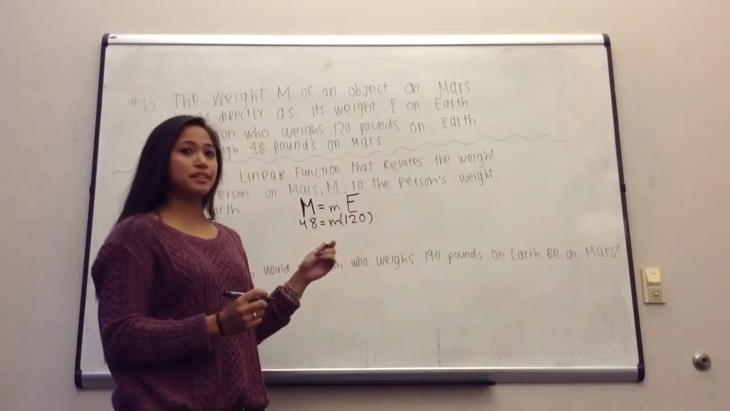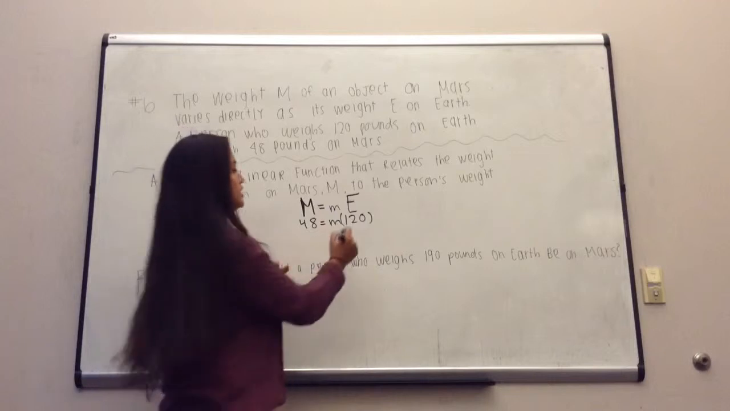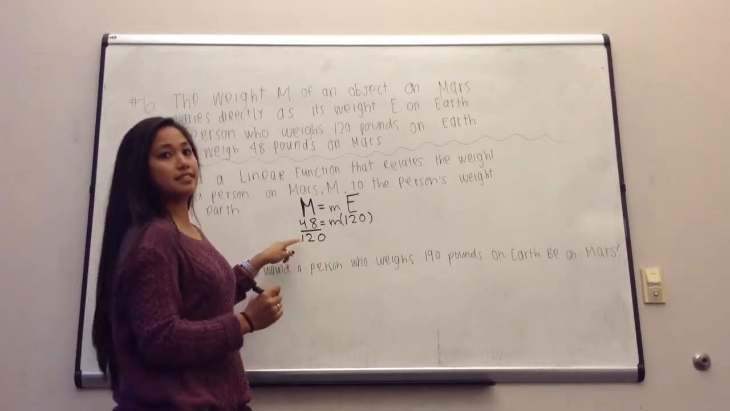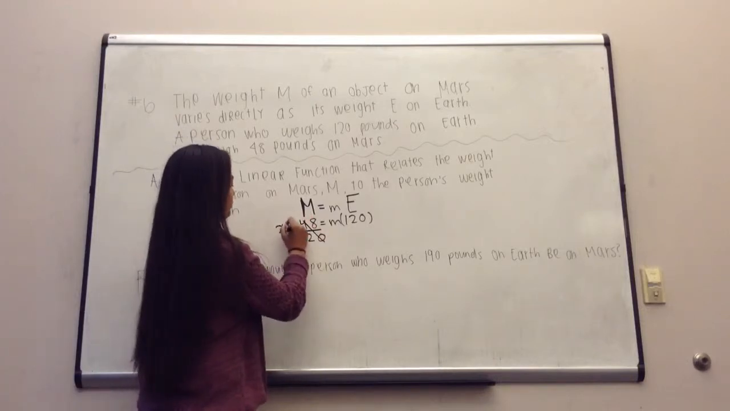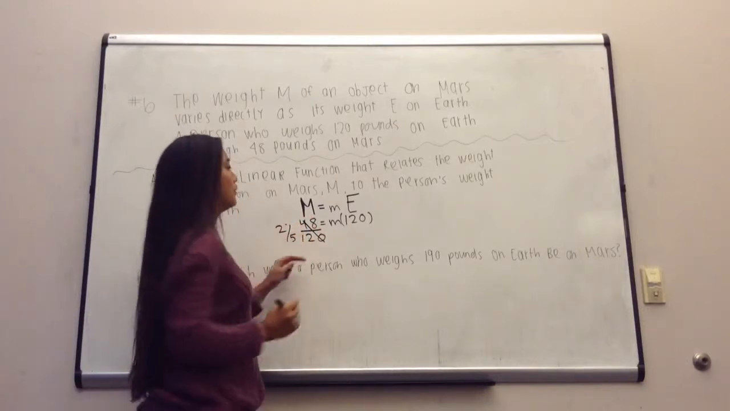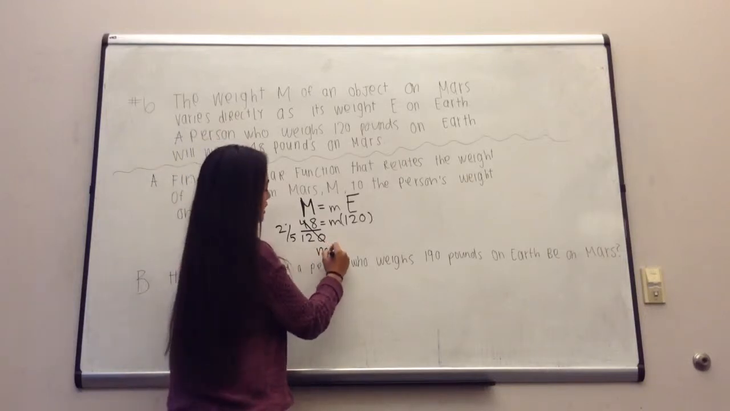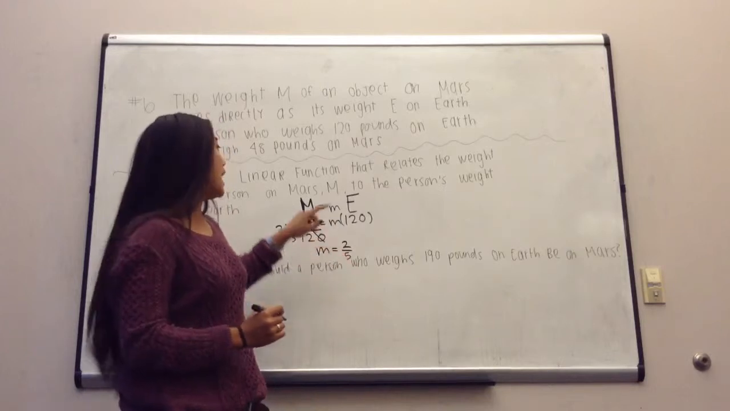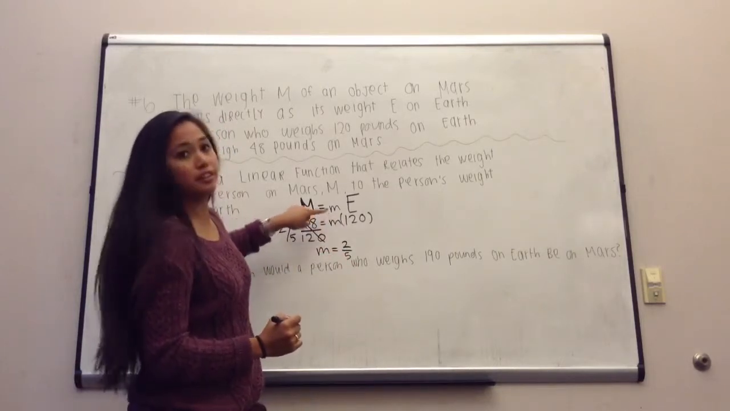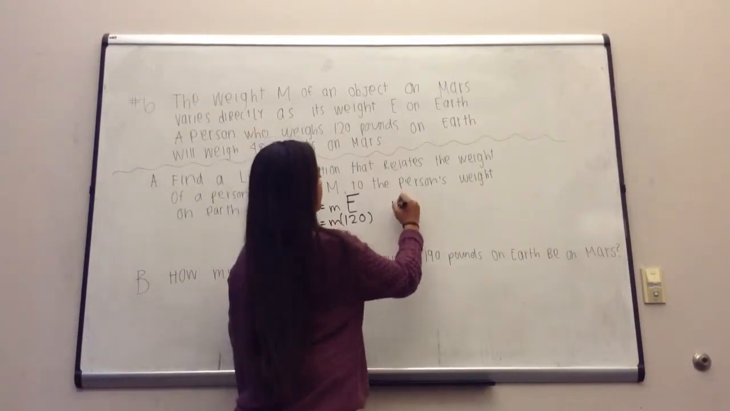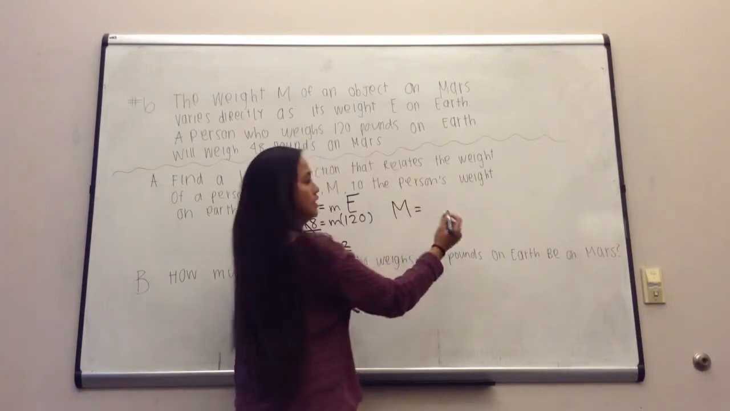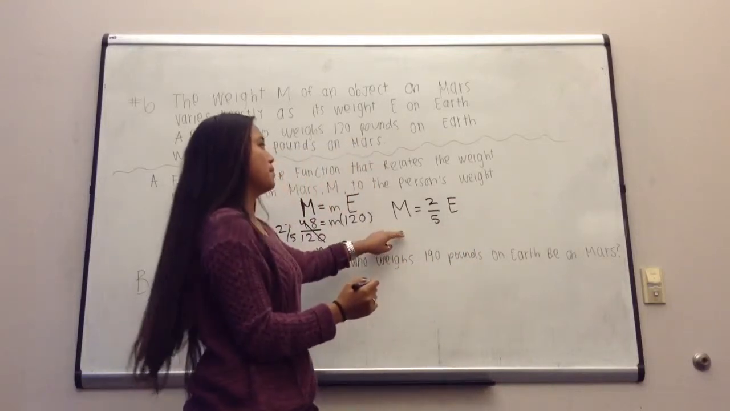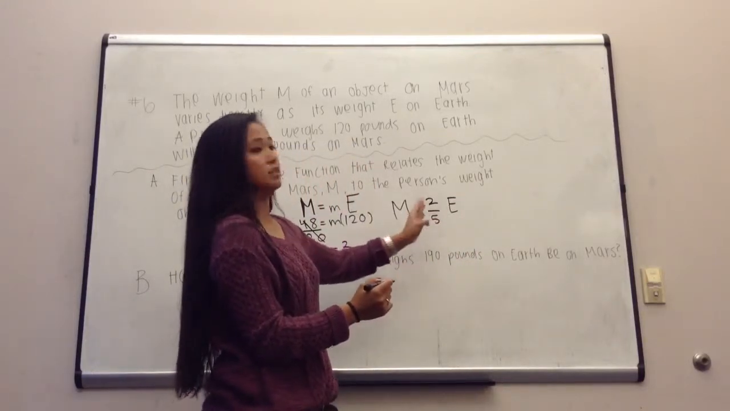After we have this, we solve for little m. So we divide 120 to the other side. And this gives us 2/5. So little m, which is the mass, equals 2/5. And then we plug 2/5 back into the top equation for little m. So we have m equals 2/5 e. And that means a person on Mars will weigh 2/5 of a person on Earth.